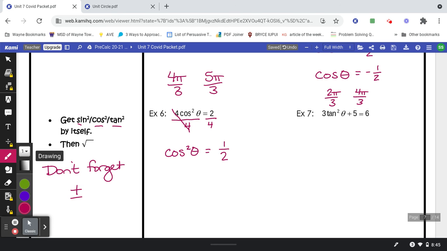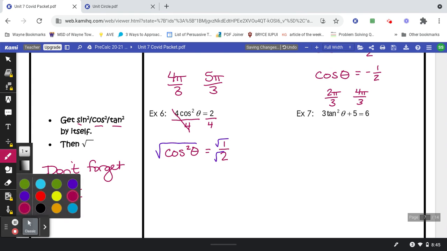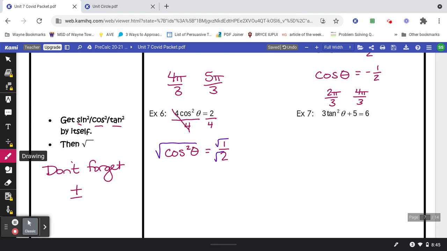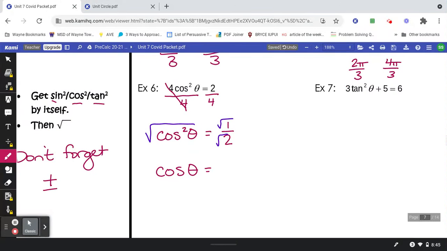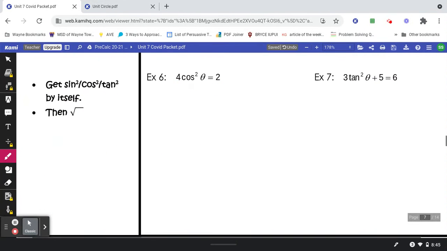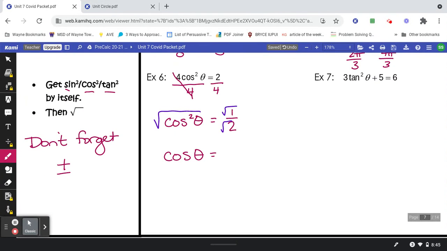And then I'm going to square root both sides. When I square root a fraction, I actually square root both of them individually. On the cosine side, the square root and the square cancel out, getting us just cosine of theta equals. So we know we're good on that side. And then over here, before I forget, I'm going to put my plus or minus sign.